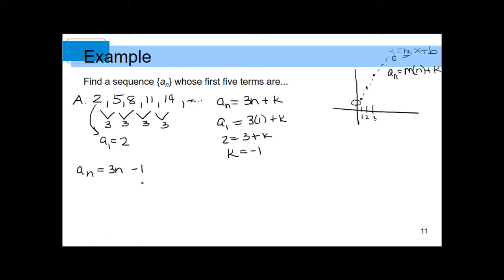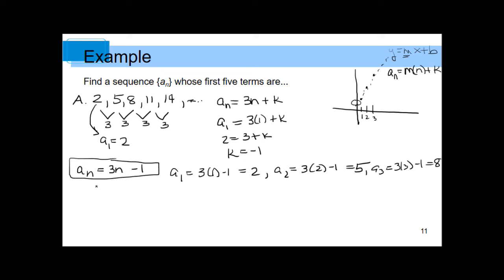Now let's just check to see if that works out. For example, a sub 1 would be 3 times 1 minus 1, which is 2, and that was what we had. A sub 2 is going to be 3 times 2 minus 1, which is 6 minus 1, or 5, which was the second term. And a sub 3 would be 3 times 3, or 9, minus 1, which is 8, which is the third term, and so on. So when you recognize that you have the same difference between the terms, we can easily write a linear pattern for our nth term, and this would be the answer: a sub n equals 3n minus 1.